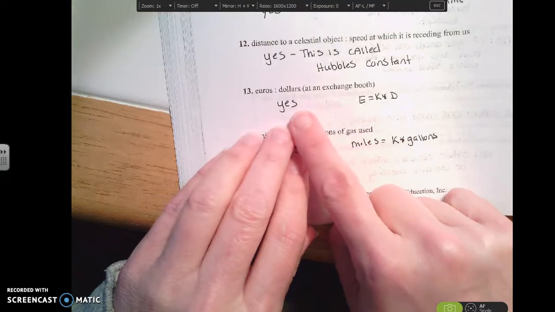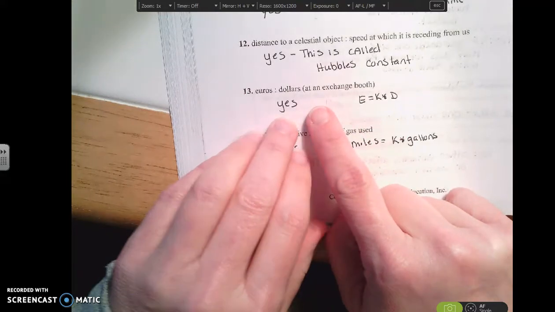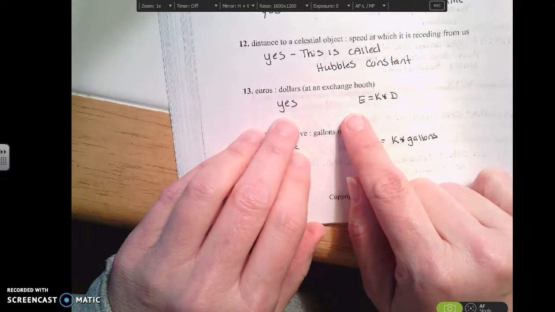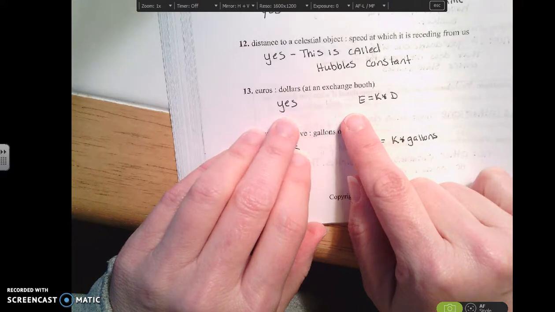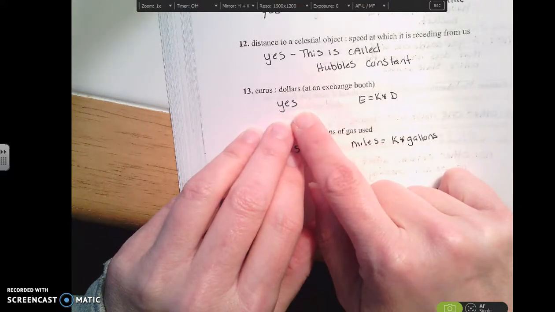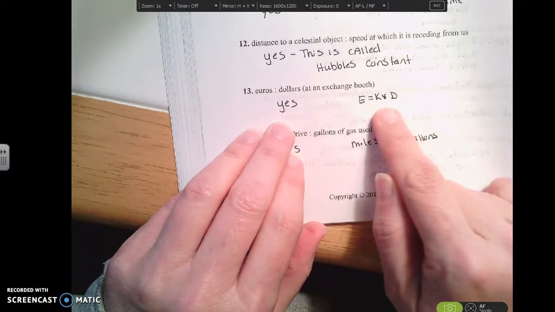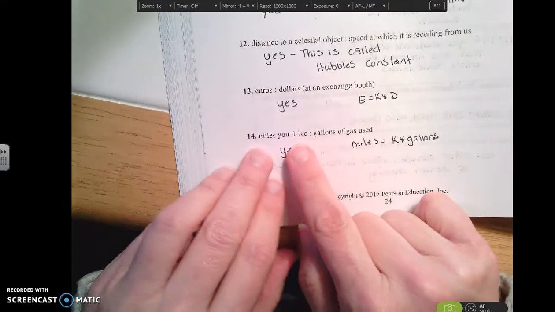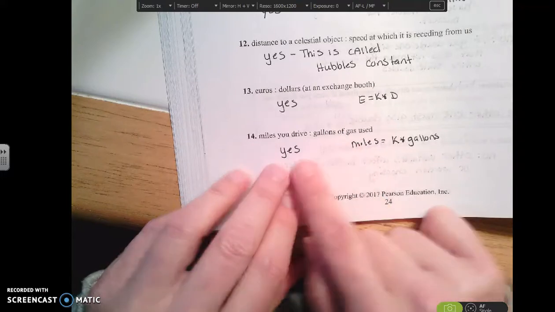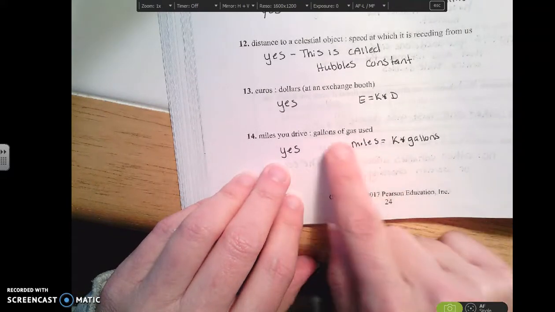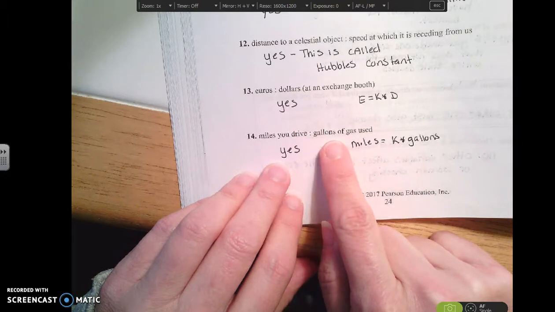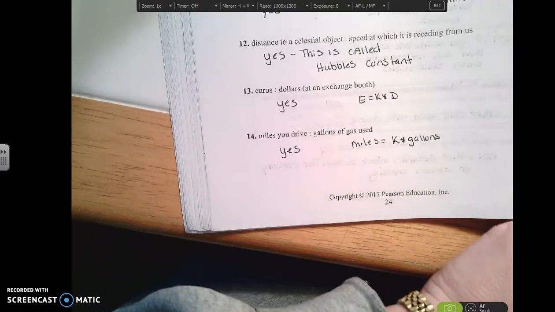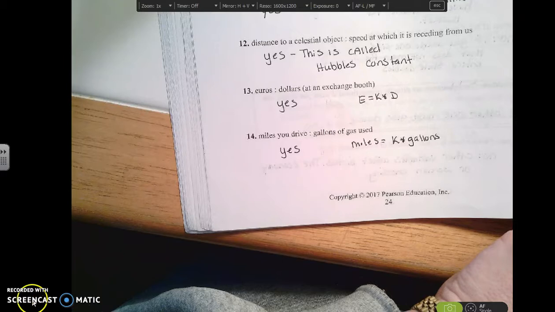The last two, euros to dollars. I understand that the rate of exchange does change periodically, but it is constant when it is at a certain rate. And so yes, the rate of change is a proportion, and you would do something like euros equals the rate of change times the dollar amount. The miles you drive and the gallons of gas you use. Yes, they would be proportional, because if you drive more miles, then the number of gallons of gas will increase. So that's what they're talking about with proportional and non-proportional and writing equations. And this was page 23 and 24 in your workbook.